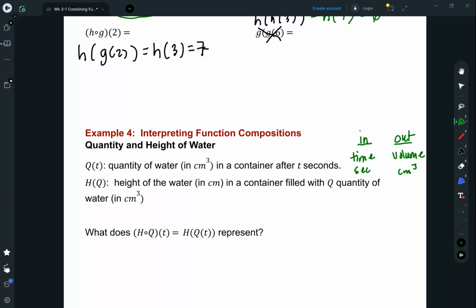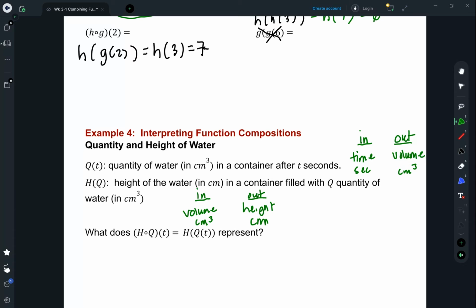Now let's think about the function h of q. h of q gives you the height of water in a container filled with q quantity of water. So what goes into h is volume in centimeters cubed, and what comes out of h is height in centimeters. So this means that you have some sort of container that you know something about the dimensions of. If you know the volume, like maybe it's a cylinder and you know the radius, you can figure out what the height is using a formula.